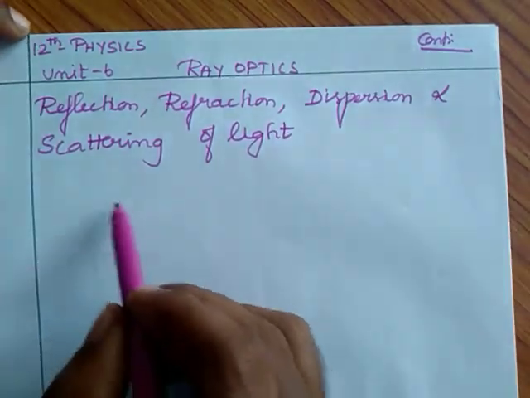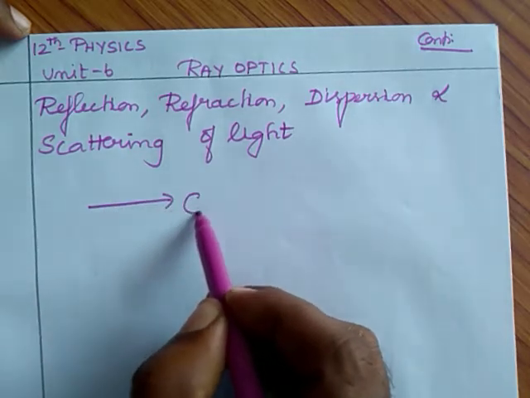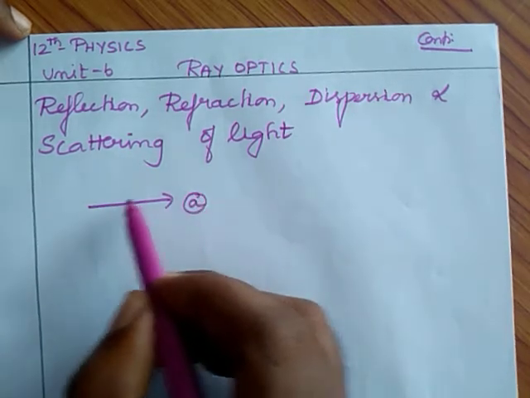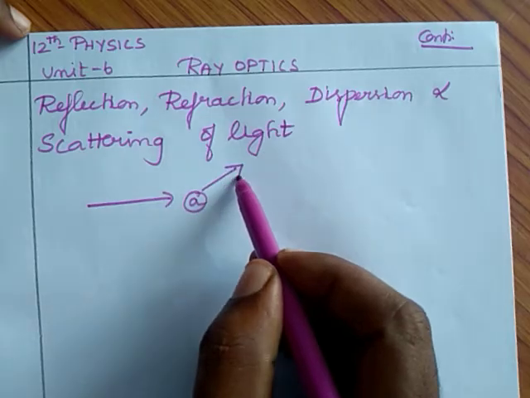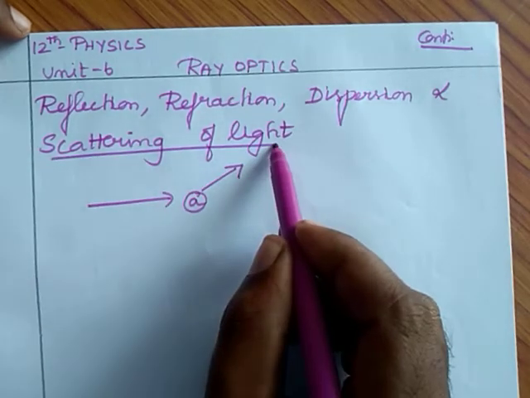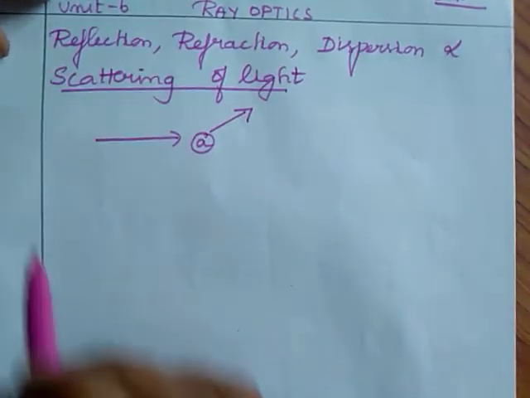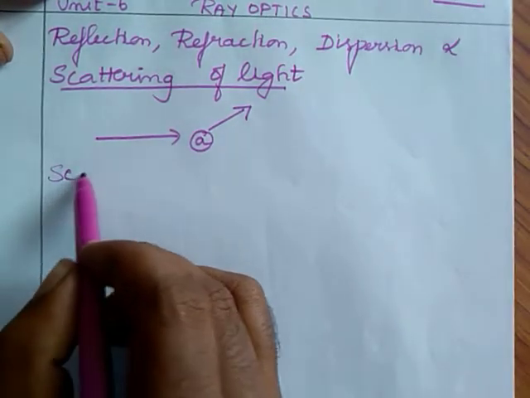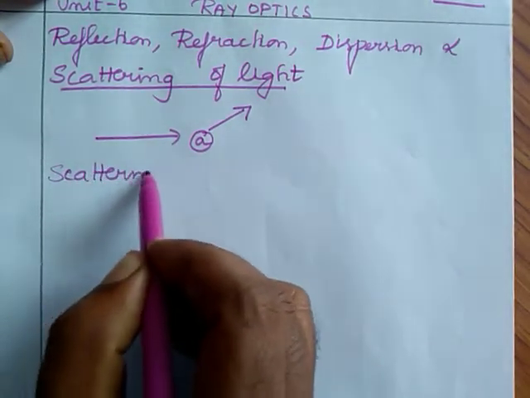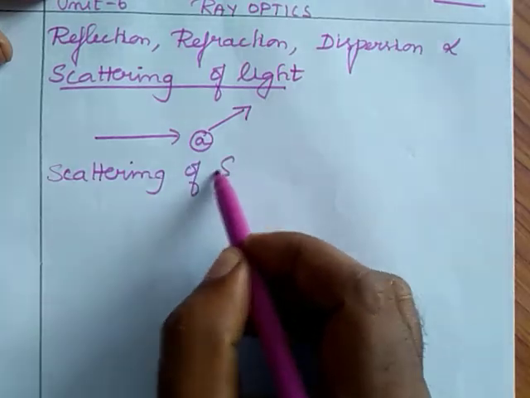Scattering means if a light falls on a particle having the size a, the path of the light is deviated. That is known as scattering of light. Okay, here let me see the scattering of sunlight.